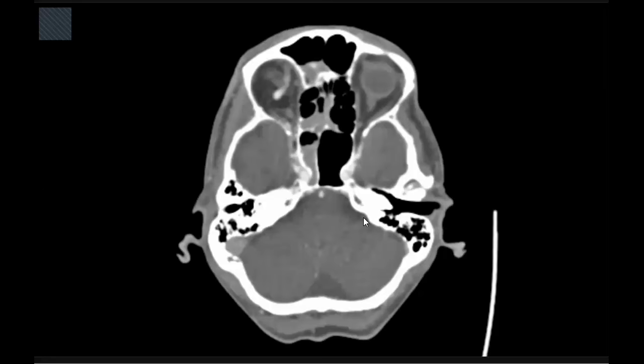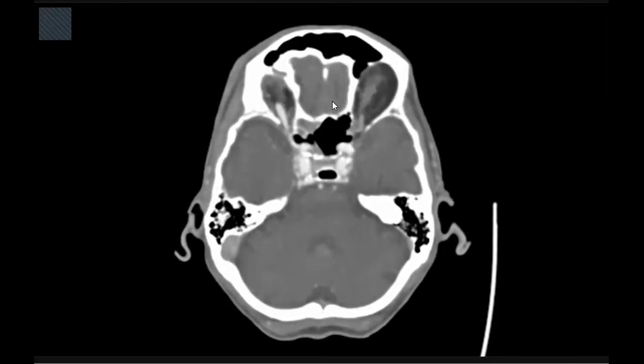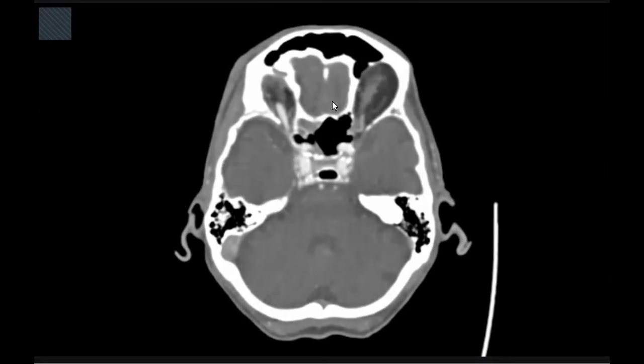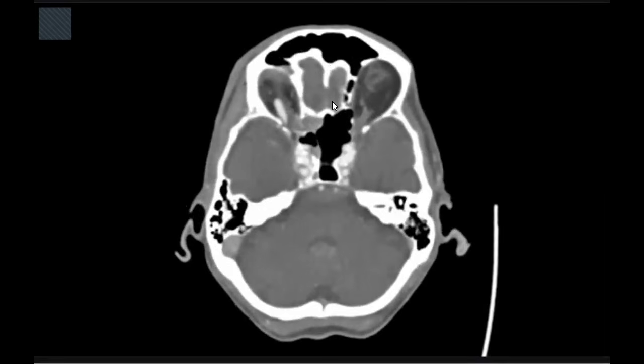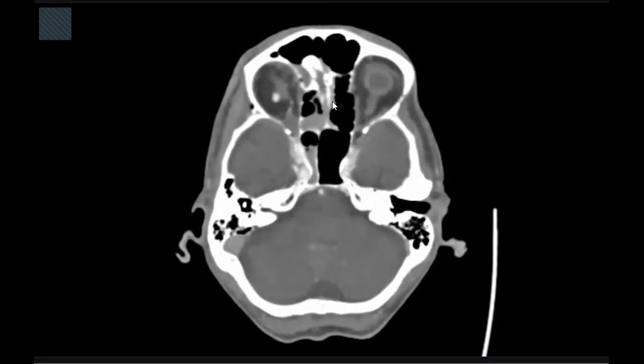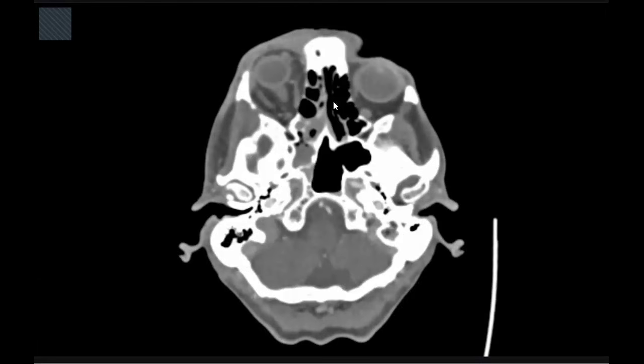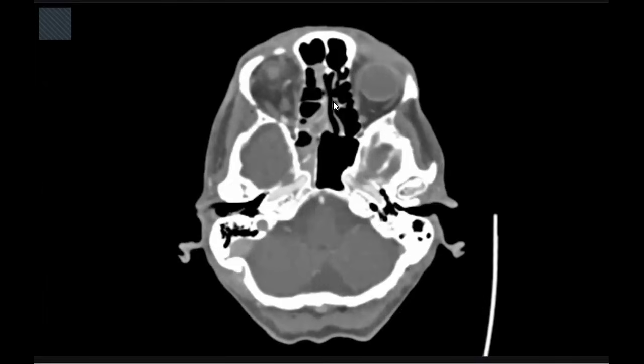Yes, there is enhancement of the right cavernous sinus at the same time as the superior ophthalmic vein. This confirms the diagnosis of carotid cavernous fistula. How will you manage this case? Urgent referral to ophthalmology and a neurological team.